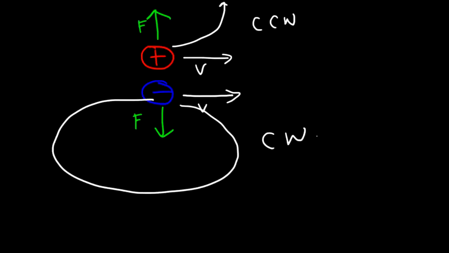So they will move in an opposite direction. Now, how can we calculate the radius of curvature that a proton or electron might travel in a circle? How can we figure out the radius? If you ever get a question like this, what you need to do is set the centripetal force equal to the magnetic force. Let's call FB the magnetic force, FC the centripetal force.